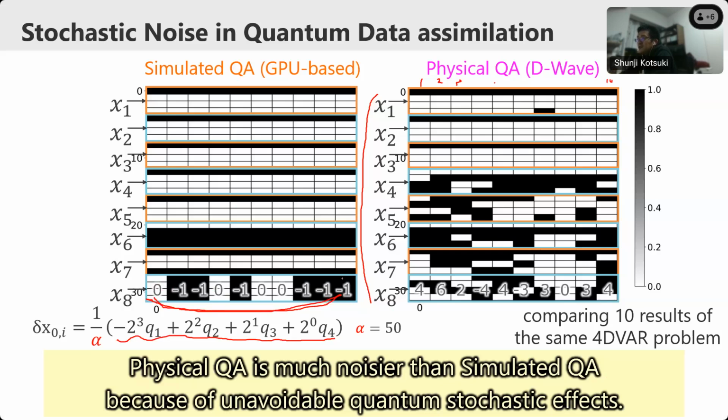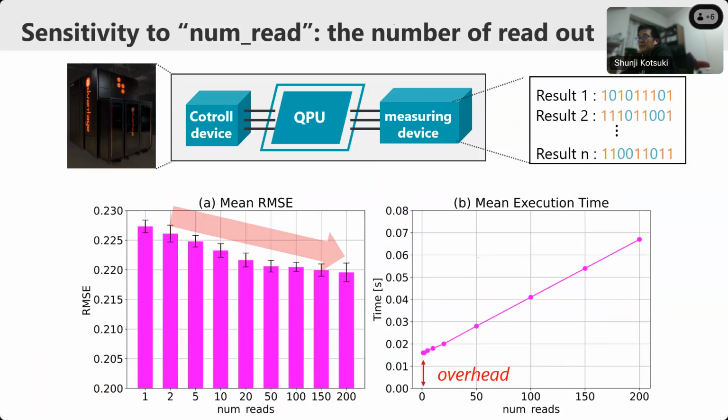But in the case of the physical quantum annealer, we suffer from the stochastic noise of the quantum effect, and the result can sometimes be very different, such as 4 or 6 or -4, and that should be taken care of. Therefore, maybe increasing the number of quantum annealing runs is important. And here, we are exploring the sensitivity to the parameter, the number of readouts.